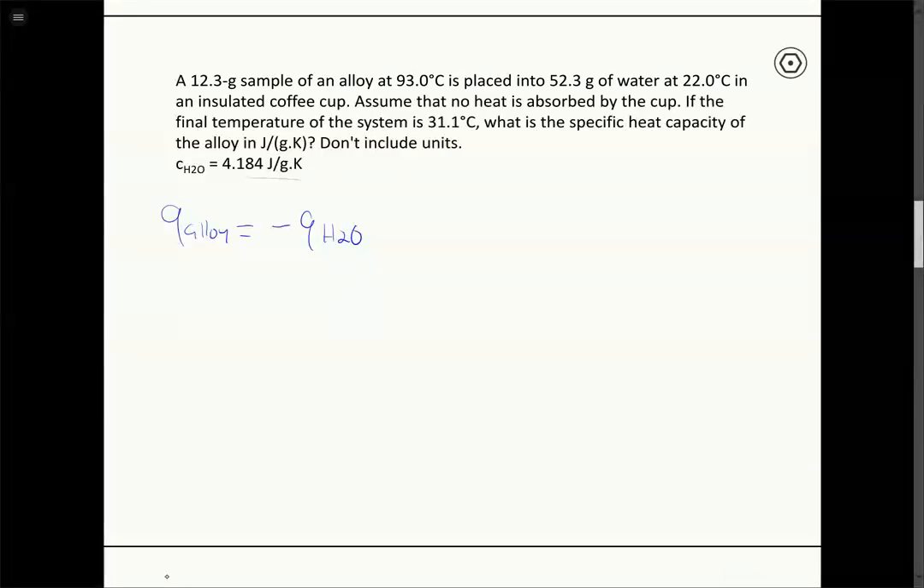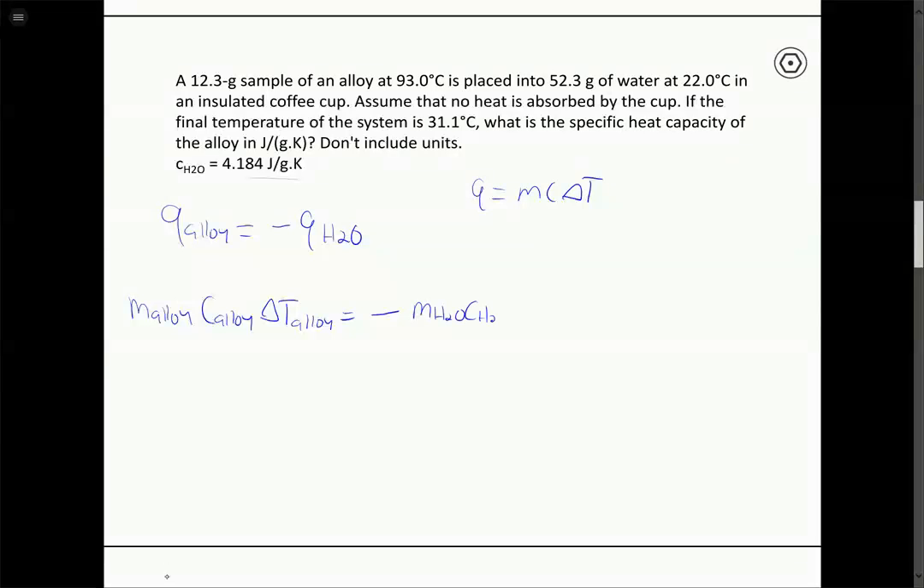And remember, the equation for heat is mc delta T. That's going to be the major equation we're going to use for heat. So we're going to set each of these mc delta T's equal to each other with a negative sign in front of one of them. So the mass of the alloy times its specific heat times the change in temperature for the alloy equals the negative of the mass of the water, specific heat for water, and the delta T for the water.